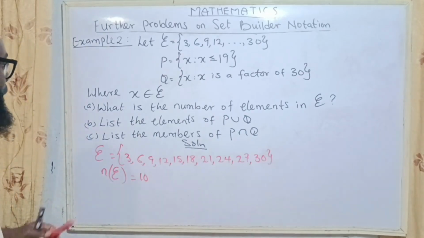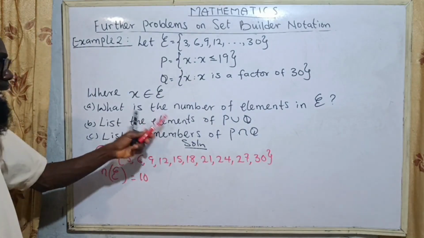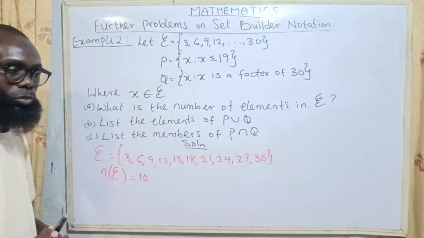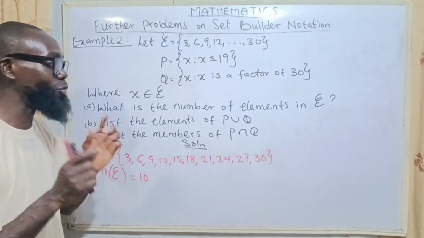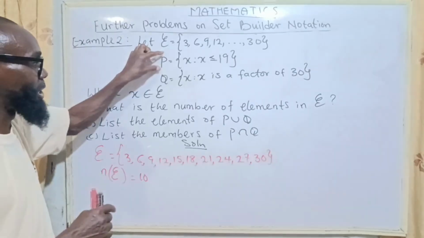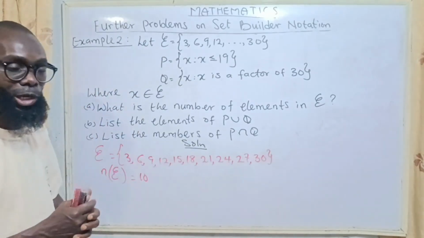Question B: list the elements of P union Q. You can't list the elements of P union Q unless you find the elements of P and the elements of Q.